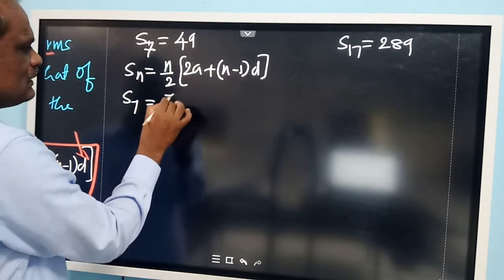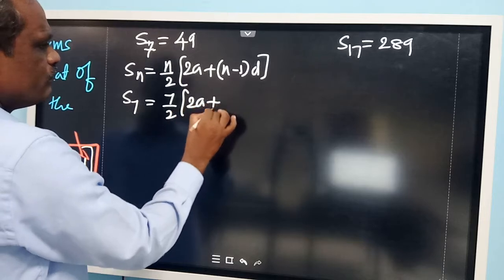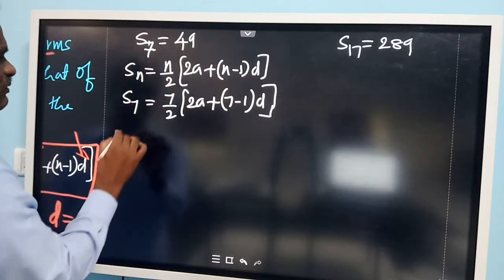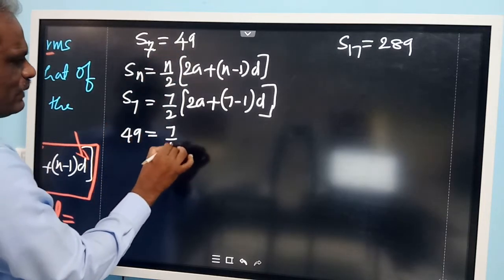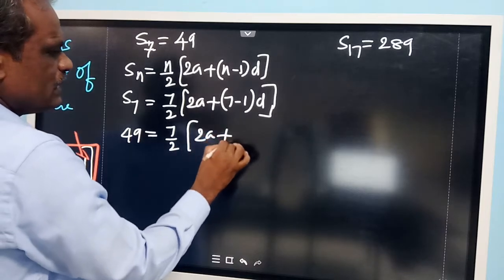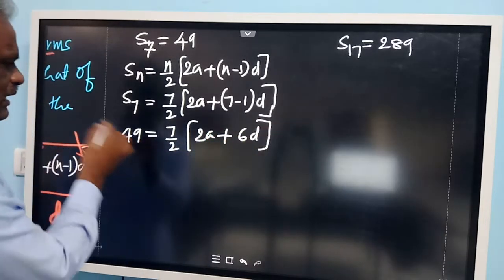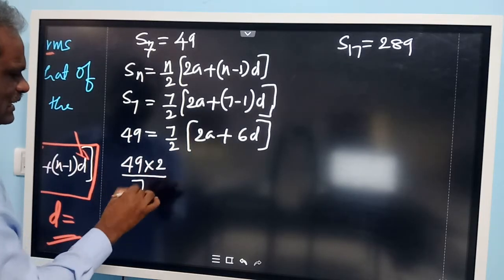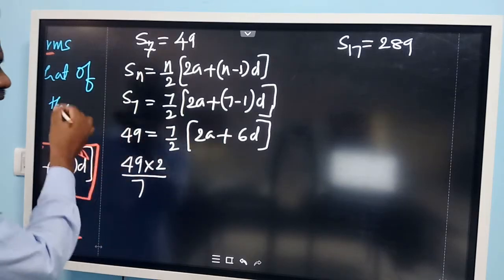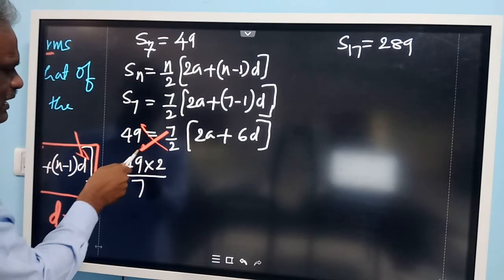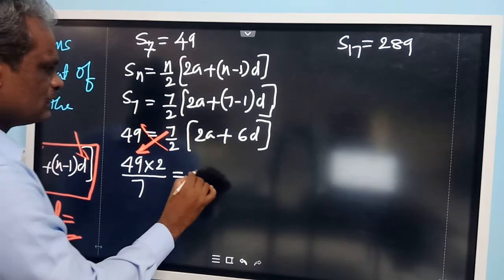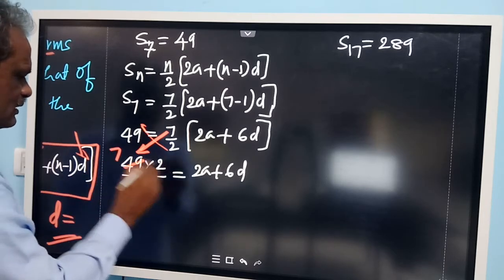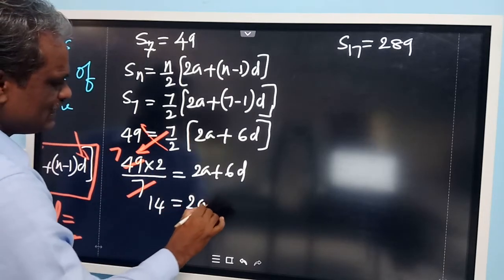S7 is 7 by 2, 2a plus 7 minus 1 into d. S7 is given, that is 49, is equal to 7 by 2 into 2a plus 6d. Transfer 2 to the left side, so you will get 49 into 2 divided by 7. 7 will come to the denominator, 2 will go to the numerator. You can cancel: 7 sevens are 49, and 7 2s are 14, is equal to 2a plus 6d.